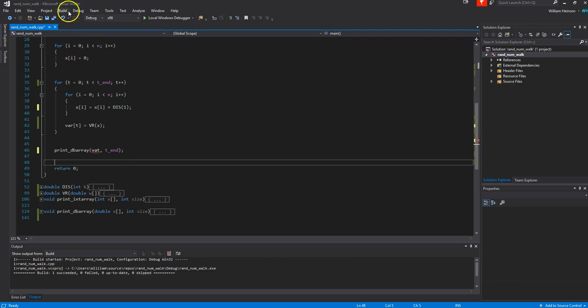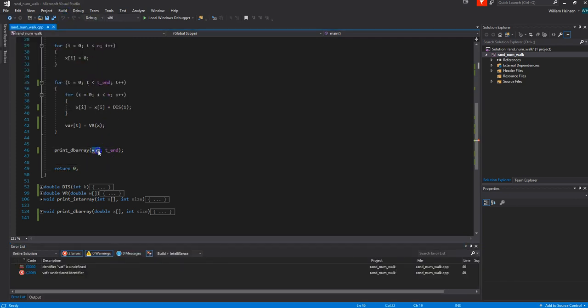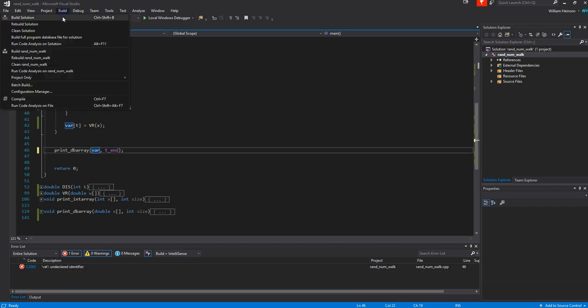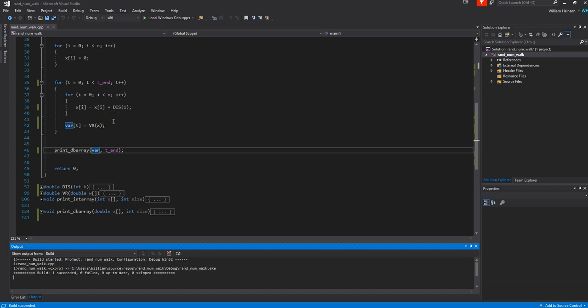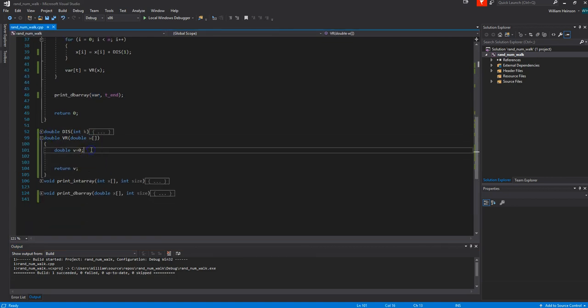So now, once we program this variance function, that's it for problem 4 and 5. Okay, good. So let's go ahead and print that.